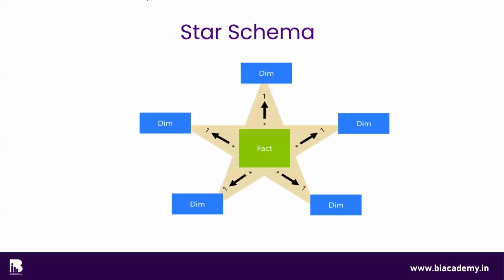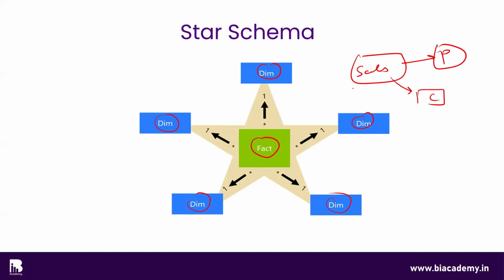Star schema is when your fact table is connected with multiple dimension tables. That is called star schema. Let's take an example. We have a sales table. Sales is a fact table. Sales table is also connected with the product table, the customer table, the location table, and let's say the employee table or calendar table. So this is called star schema: one fact table connected with multiple dimension tables.